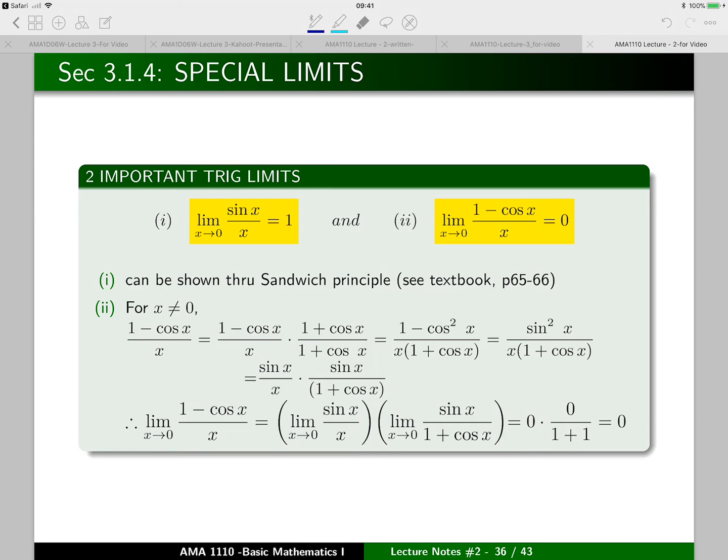Okay. So in fact, the first one can be shown through a type of geometrical sandwich argument shown in the textbook. For the second one, you can actually prove it using the first one. Okay, over here. All right, so that's it for this video on the sandwich principle and special limits.